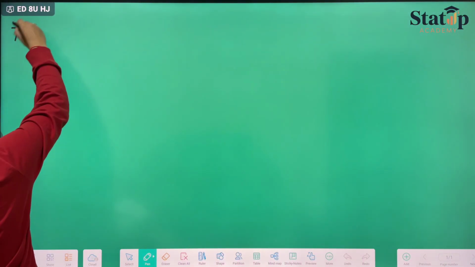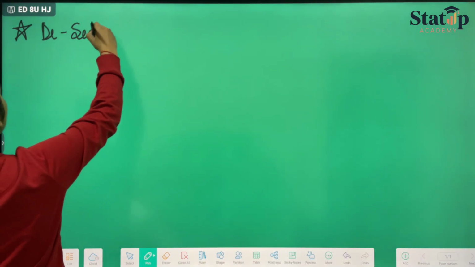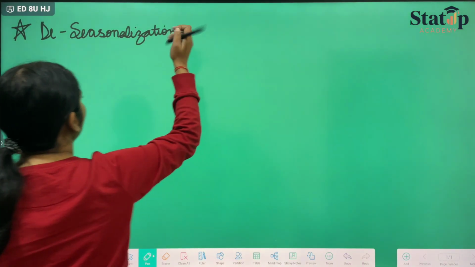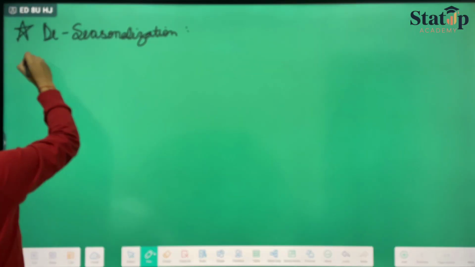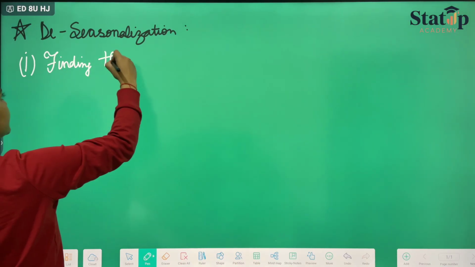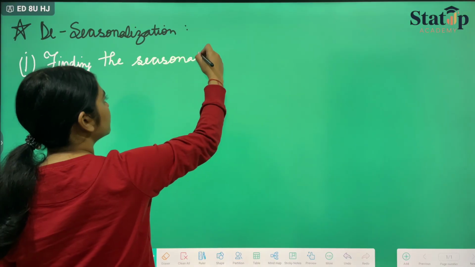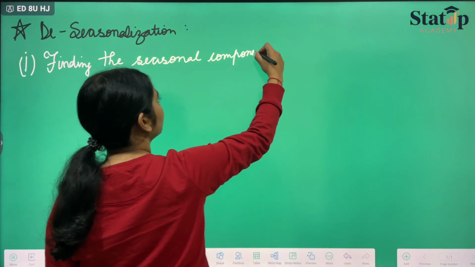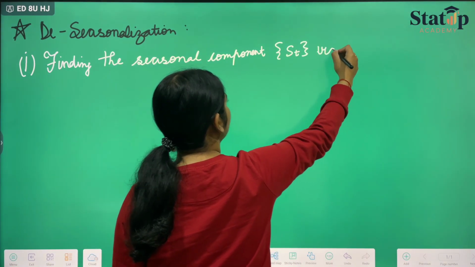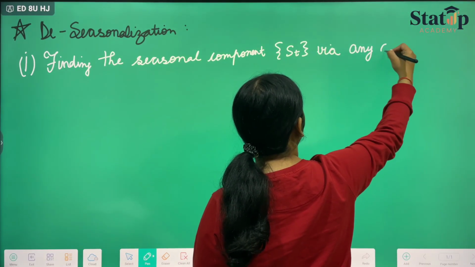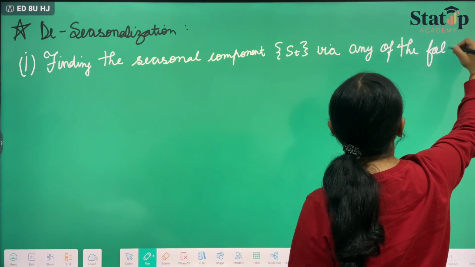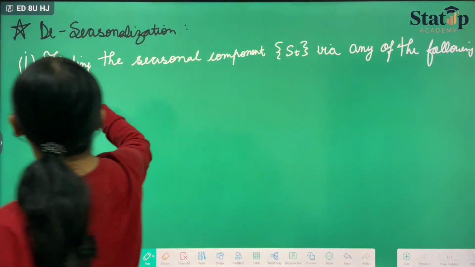De-seasonalization means, first of all, it includes two steps: finding the seasonal component, which is denoted by ST, via any of the following methods.